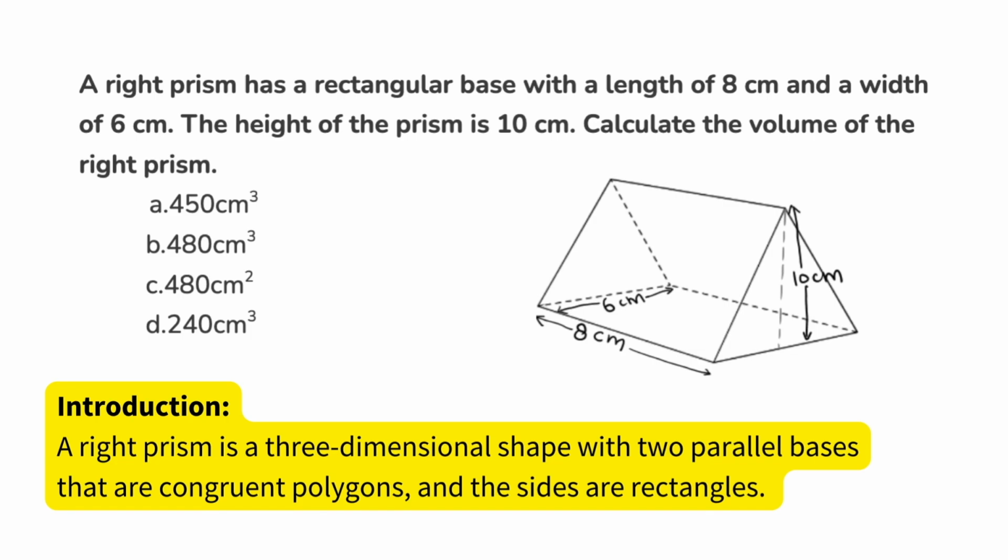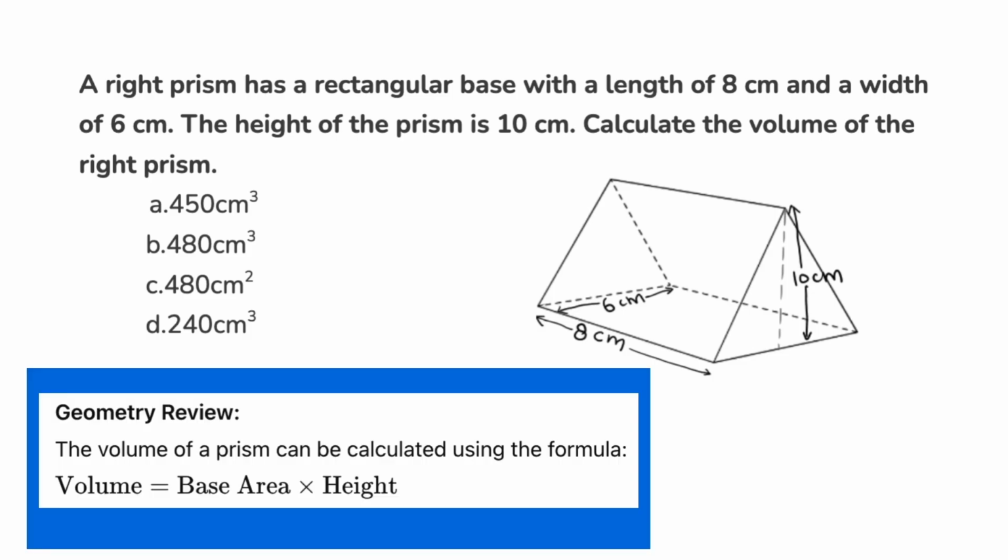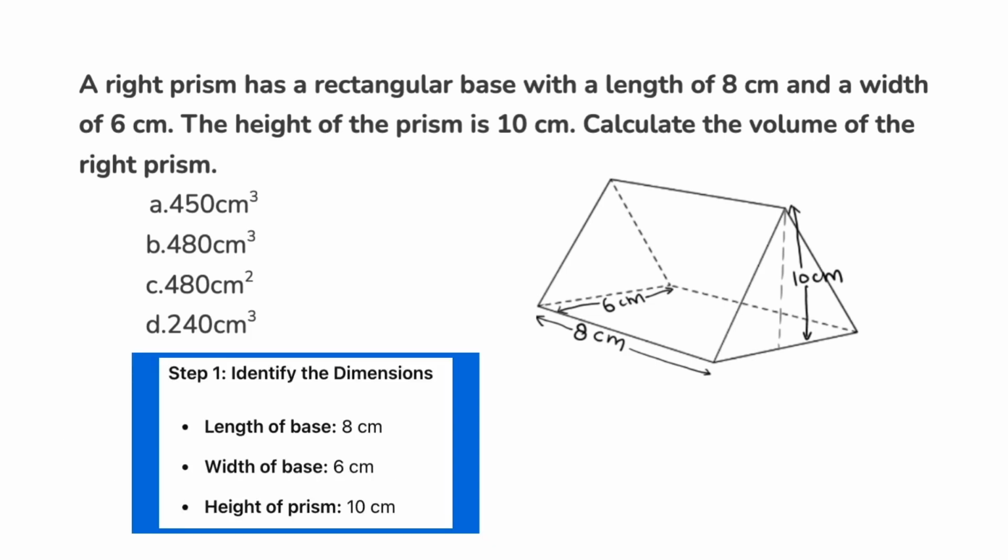So first and foremost, let's define what a right prism is. Remember that a right prism is a 3-dimensional shape with 2 parallel bases that are congruent polygons, and the sides are rectangles. The height of the prism is the perpendicular distance between the bases. So now, for a quick review, remember the volume of a prism can be calculated using the formula volume equals base area times height. All right, now that we have a little refresher, let's begin by confirming the information that we've been given. Remember, always understand the problem and know what you have in the problem itself.